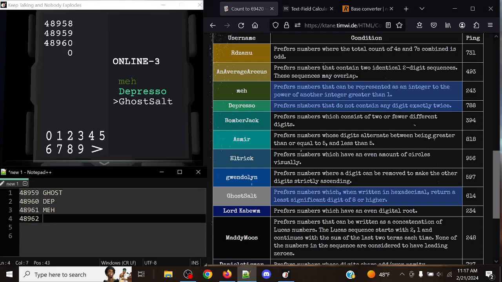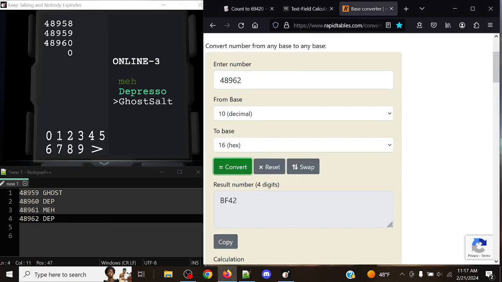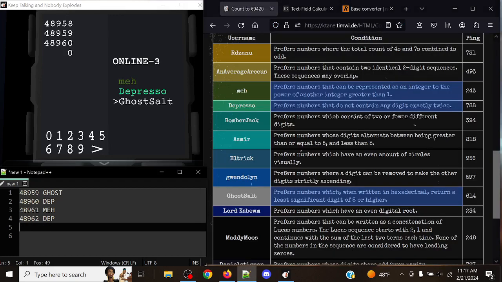So now, in this next case, we know for a fact that depresso will be preferring this case because there are no digits exactly twice. There is none that occur twice. So dep will be preferring this. And also because of the fact that 6.2 is still lower than 8. So next up, let's move on. 48963 is going to be meh.